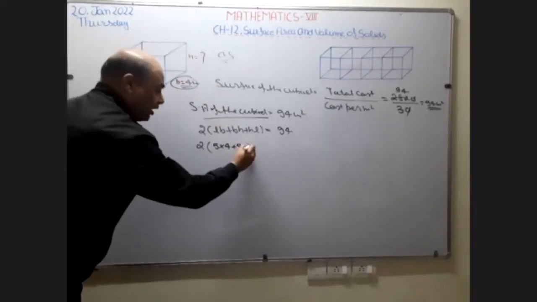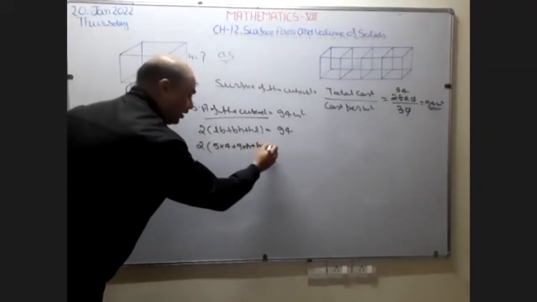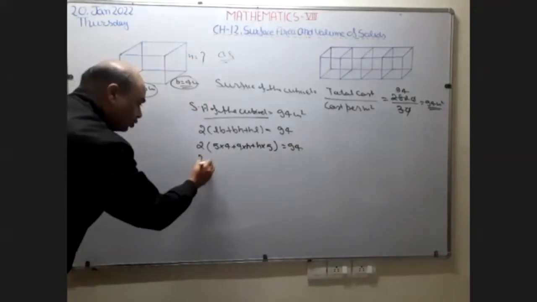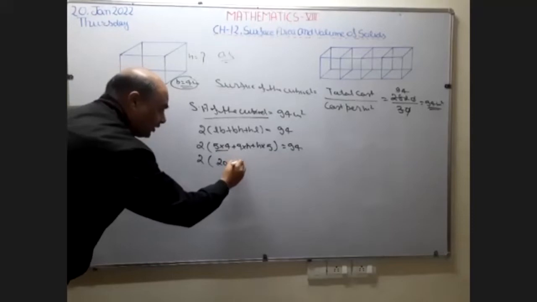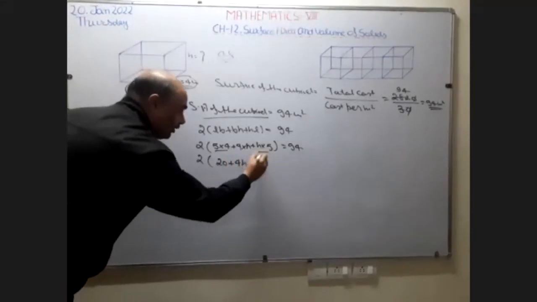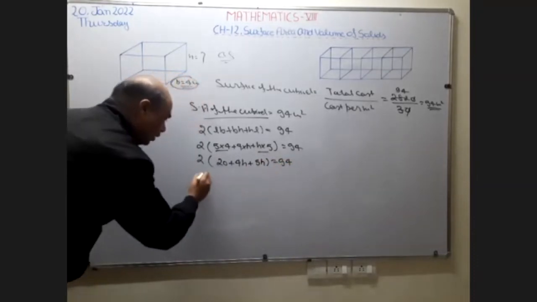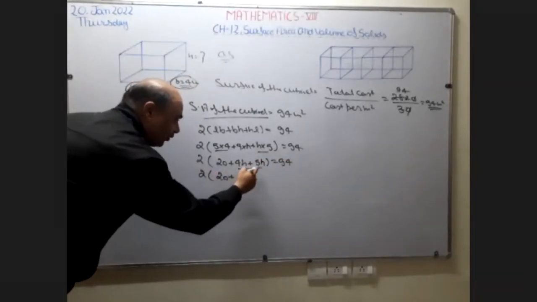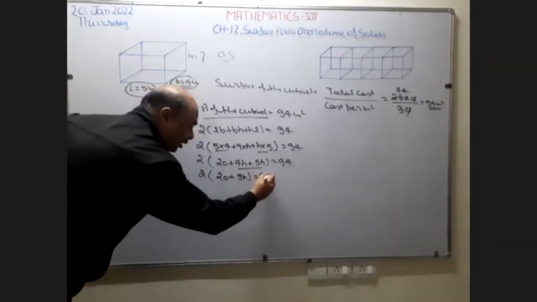So h is going to remain the same. Again, h is going to remain the same. What is L? L is 5. So right here 5, bracket close, equal to 94. Now solve this bracket first. 4 fives are 20. 4 into h, 4h. 5 into h, 5h is equal to 94. The 2 is going to remain the same. Now 20 plus 5h, 4h plus 5h become 9h, is equal to 94.